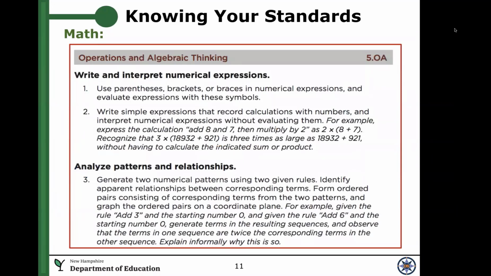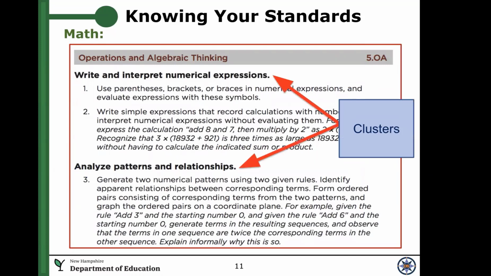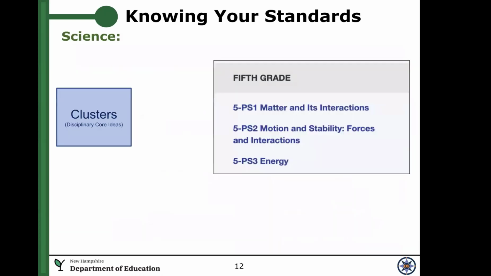Same thing for math. Right now, we know that we're looking at math. Our domain is operations and algebraic thinking. Our clusters are write and interpret numerical expressions, analyze patterns and relationships. And then underneath the clusters are your standards. For science, you do have clusters of standards, but other than that, it doesn't necessarily get down into specific standards there. It's a little bit different for the Next Generation Science Standards.